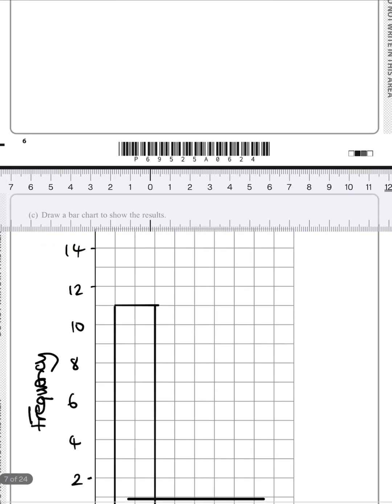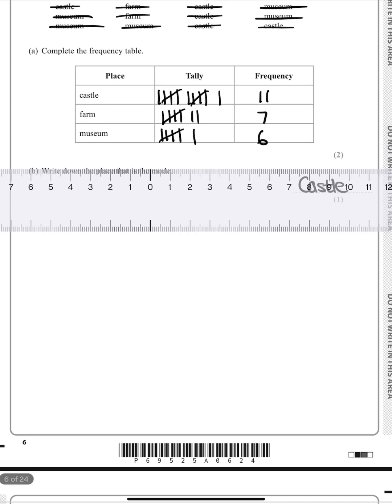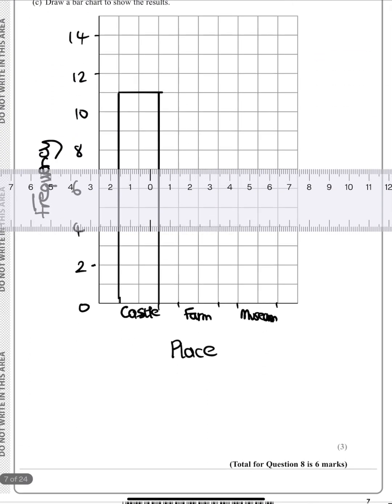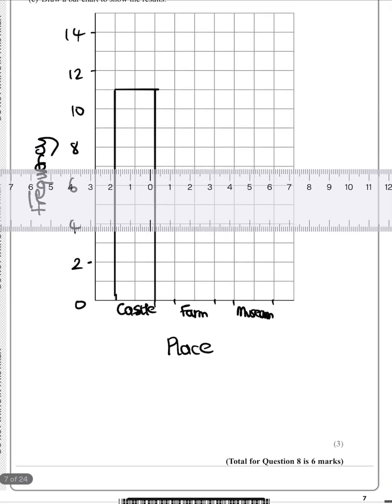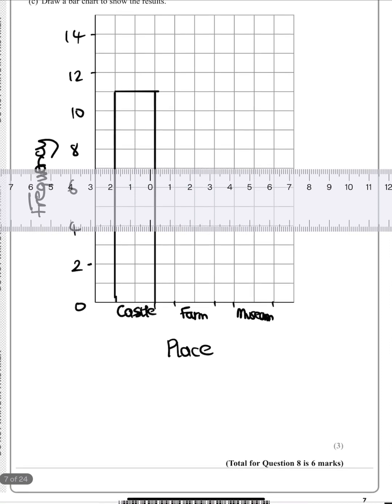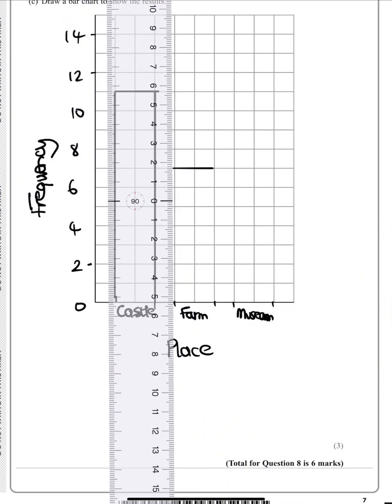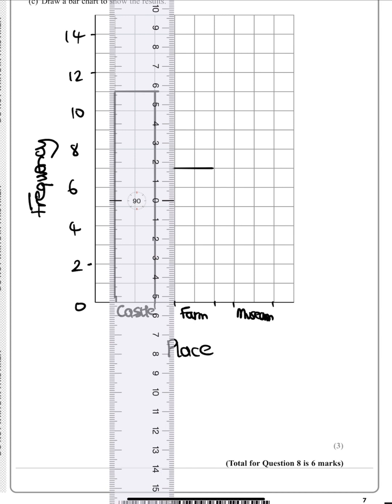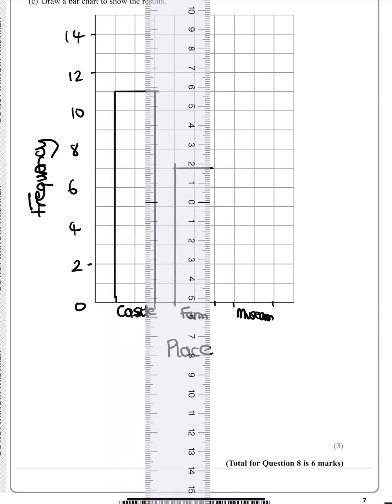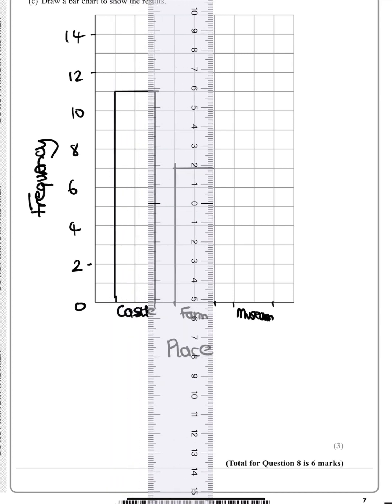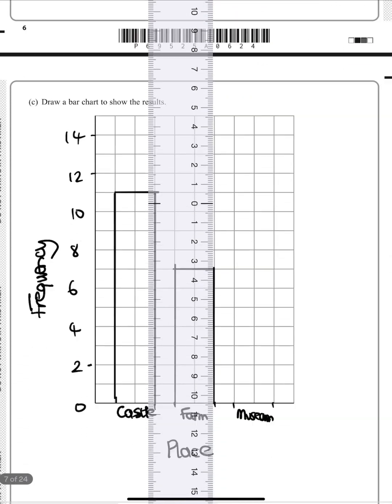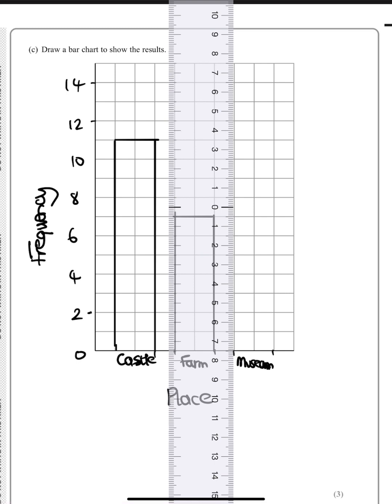And then I'll just have a quick look and see. So farm had a frequency of 7. So I'm going to leave a space between my farm bar and my castle bar. Draw a line up to 7. And then museum had a frequency of 6. So I'll go up to 6 this time.